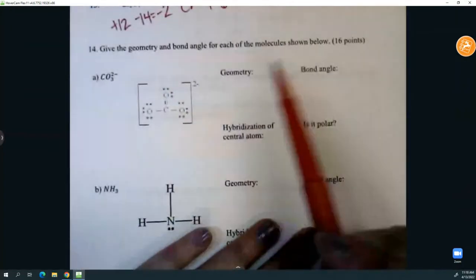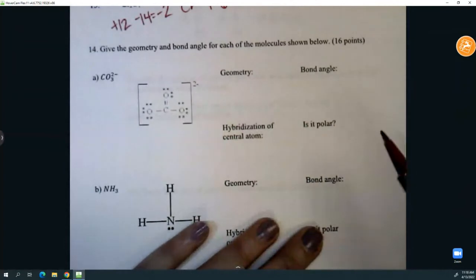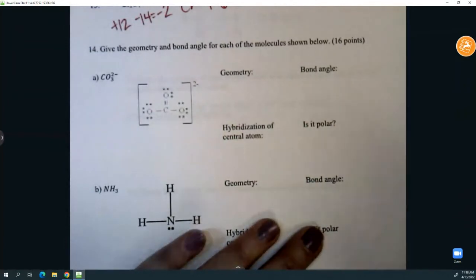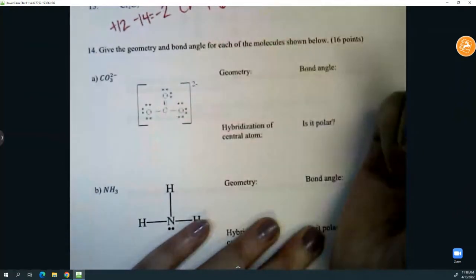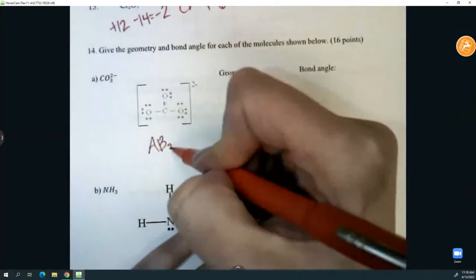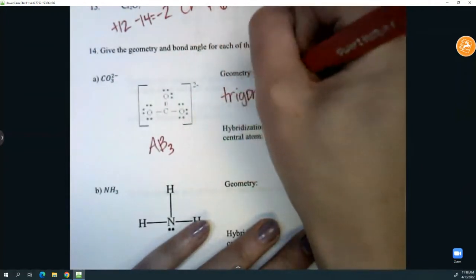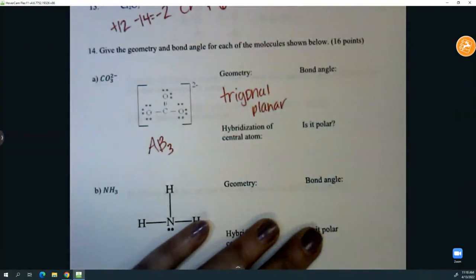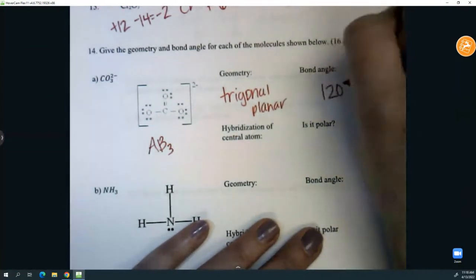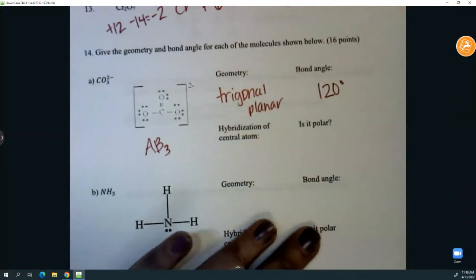All right, geometry. So here's geometry, bond angle, hybridization, polarity. Given that this is the Lewis structure, like you don't have to figure out the Lewis structure, I've already given it to you. So this is 3 electron groups, no lone pairs. So if you're using this kind of format, that'd be AB3. That's trigonal planar. The bond angle for anything trigonal planar is 120. If you look at the picture, it looks like 90, but it's not. That's just a Lewis structure, not what it actually looks like.